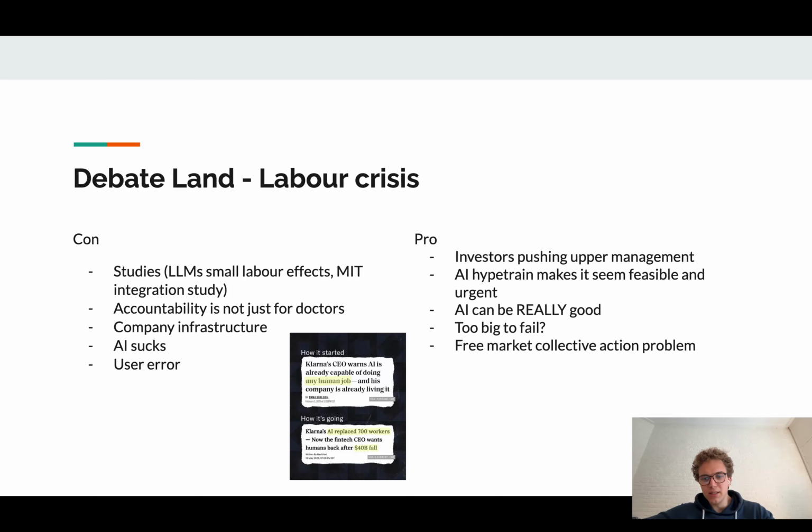Then, the reasons that this labor crisis might indeed be impending. It just helps the company's bottom line if they have less salaries to pay. So investors push upper management to do this, even if it doesn't work well, or even if it leads to suboptimal outcomes in the long run. Then the AI hype train also makes this seem feasible and urgent because you just have a lot of marketing, right? And you hear a lot about how this is going to do massively amazing things, which maybe it does.